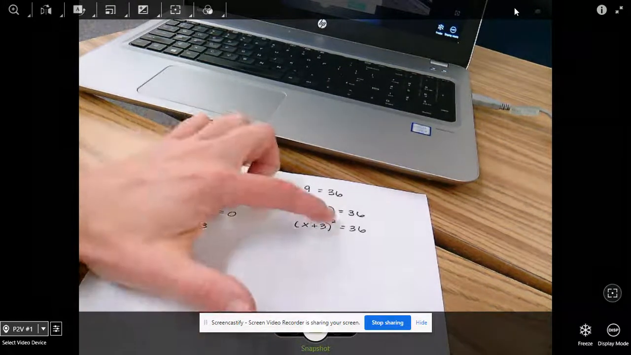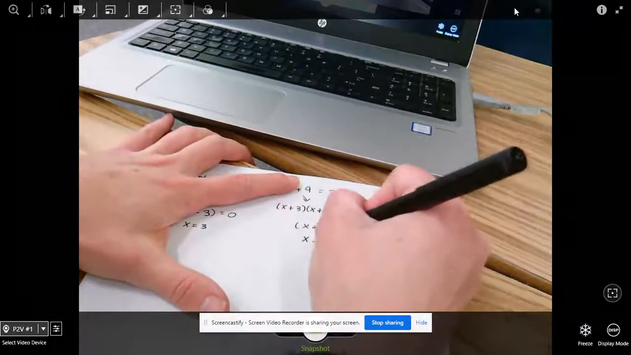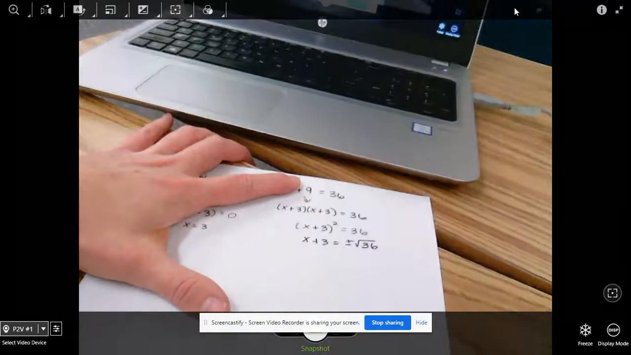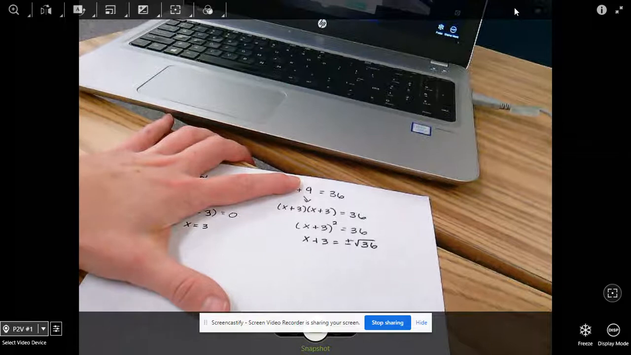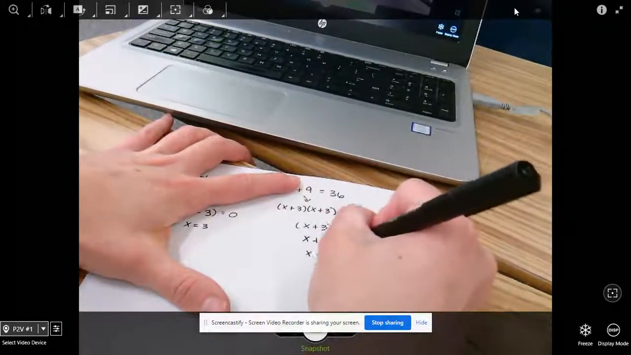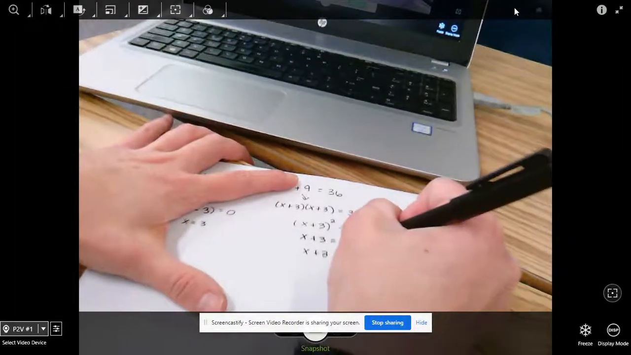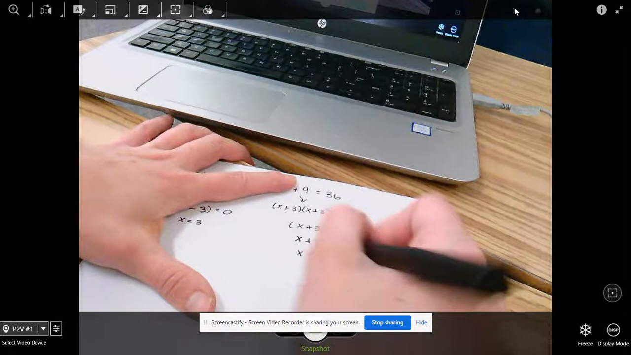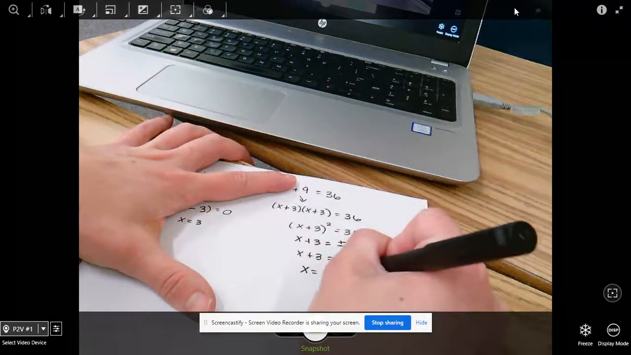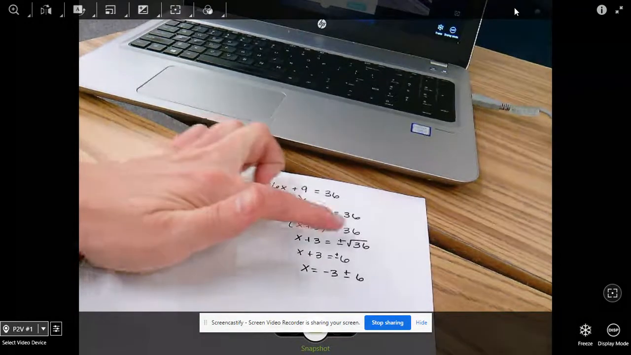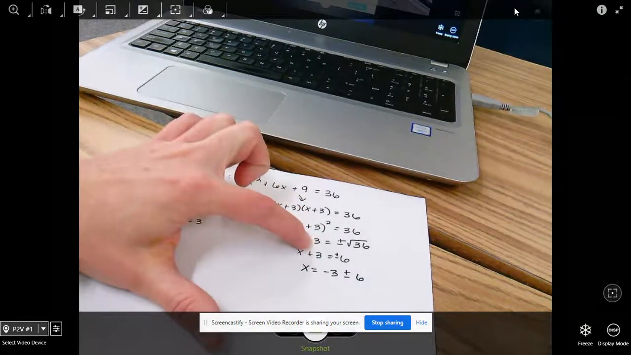Well, I have to get rid of this 2 by taking the square root. Okay, you're going to get x plus 3 is the positive and negative square root of 36, which is 6. So positive and negative. Now we're going to get x equals negative 3 plus or minus 6. Because you move 3 over to the other side, now it becomes negative. Now be careful, make sure you change that sign.